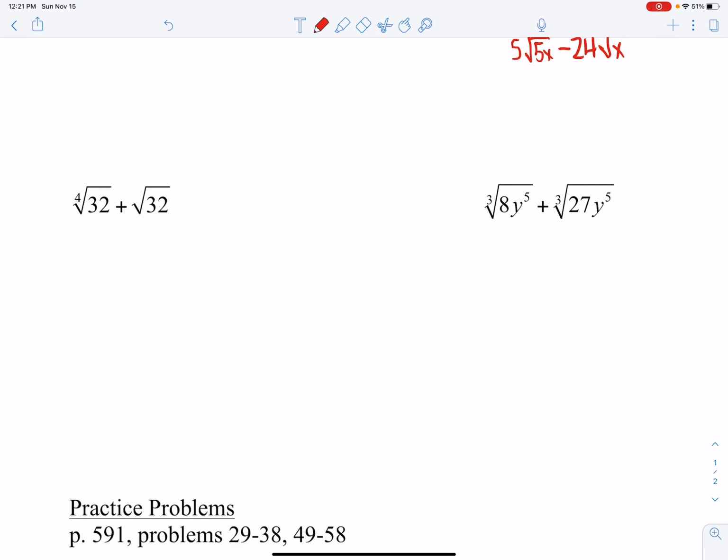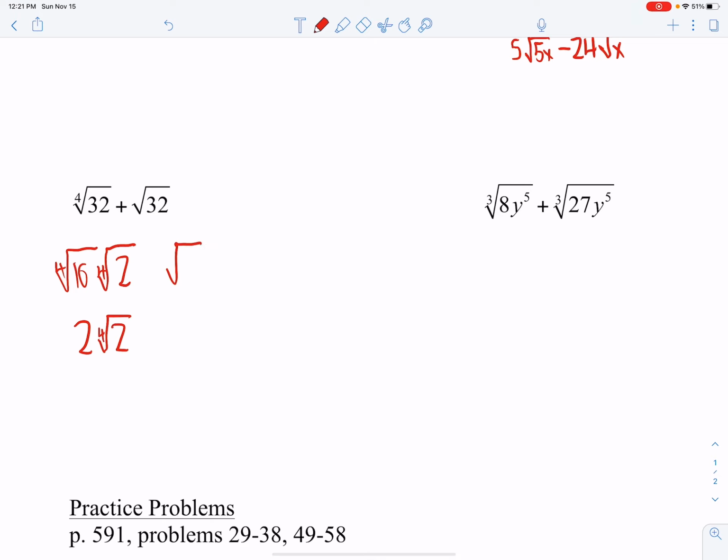For our last two problems, our next one is the fourth root of 32 plus the square root of 32. Fourth roots, as I mentioned in our previous section, are kind of tricky to split up. Usually with fourth roots, you're looking for either 16 or 81. In this case, we're looking for 16. We would have the fourth root of 16 times the fourth root of 2, and the fourth root of 16 is 2. So we have 2 times the fourth root of 2.